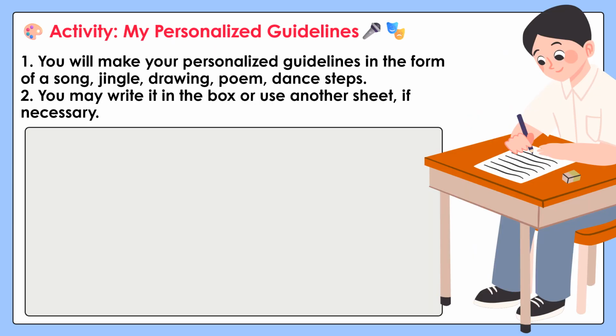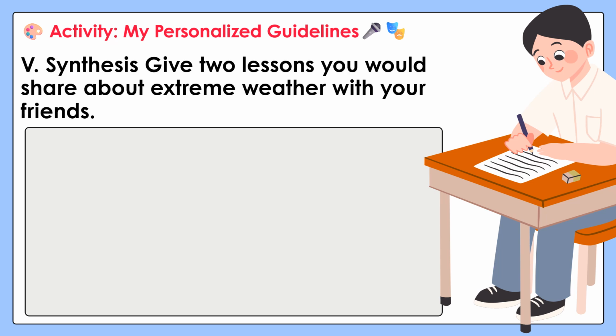Activity: My personalized guidelines. Number 1, you will make your personalized guidelines in the form of a song, jingle, drawing, poem, dance steps. Number 2, you may write it in the box or use another sheet if necessary. Synthesis: give 2 lessons you would share about extreme weather with your friends.